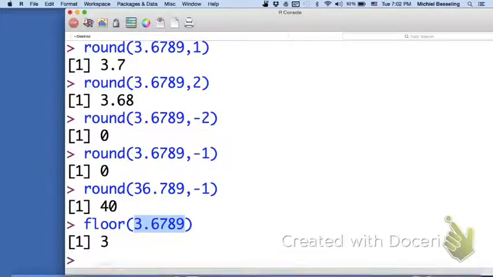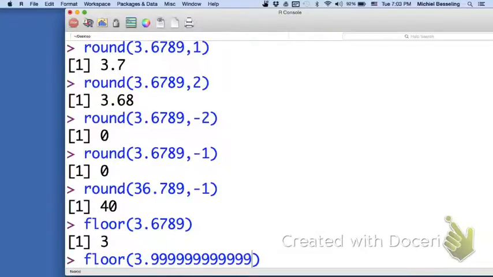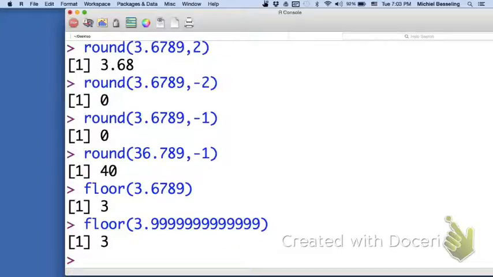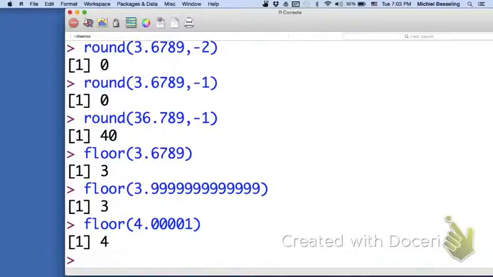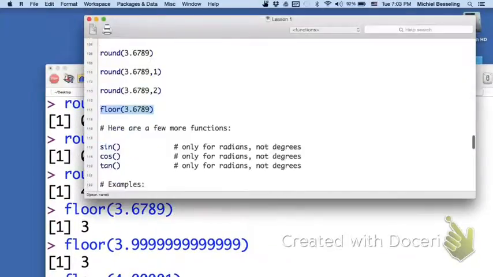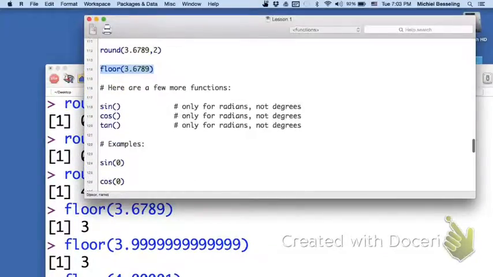So even if I had something like the floor of 3.9999999999999999999, it's going to take the greatest integer part of it, which is 3. Unlike if I had the floor function of 4.0001, it should be 4, and indeed it is. It's also a step function, if that looks familiar.